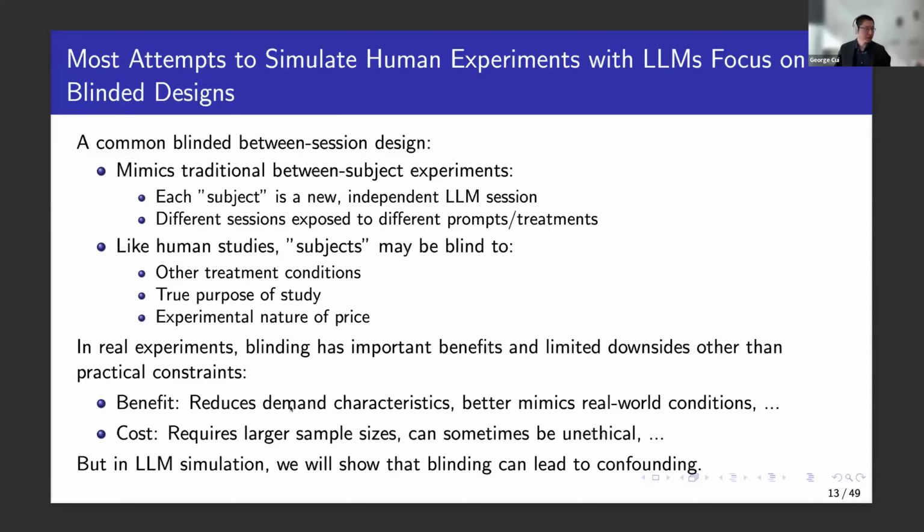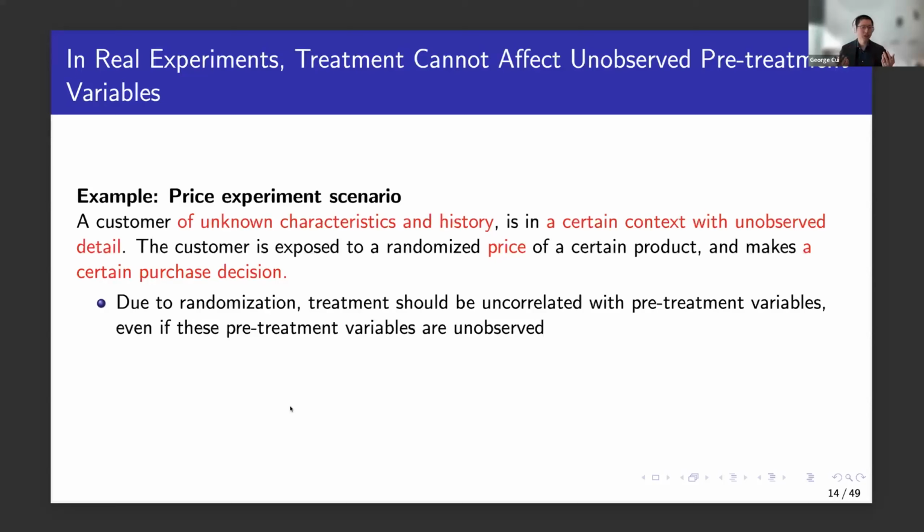Okay. So I think it's useful to first go to real-world experiments to see what happens when there is blinding and when there are unspecified variables. Consider a price experiment scenario. A customer of unknown characteristics and history is in a certain context with unobserved detail. We don't know a lot about the customers, and we don't know what the context is, in the sense that we don't have 100% of the information. There are still some things that are unobservable out there. The customer is exposed to a randomized price of a certain product and makes a certain purchase decision. Due to randomization, treatment should be uncorrelated with pre-treatment variables, even if these pre-treatment variables are observed.